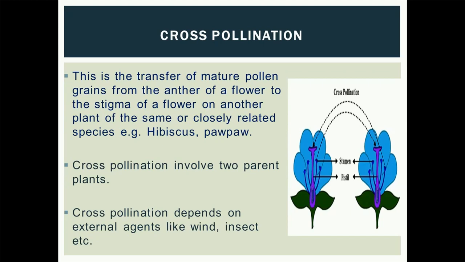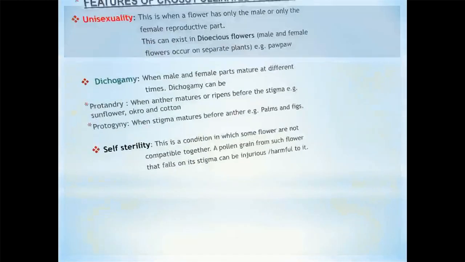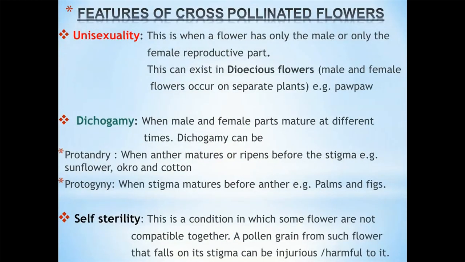So if the pollen grains from the anther of one flower on a plant is moved to the stigma of another flower on another plant, that is cross-pollination. They were crossed. Good. All right, so let's move on. So let's look at some features of cross-pollinated flowers.